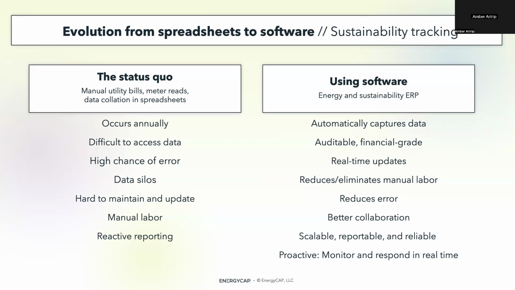So that's where software can help us come in and save us a ton of time and money, because software can automatically capture this data. It is inherently auditable and time-stamped in financial grade. We can track the different calculations used over time and timestamp those calculations. It enables real-time updates. You can log in at any time and see how you're pacing towards your decarbonization goals. It reduces and nearly eliminates that manual labor requirement of pulling together the data. It definitely reduces error across the organization, creates better collaboration, and really enables you to scale the decarbonization efforts at your company or organization.